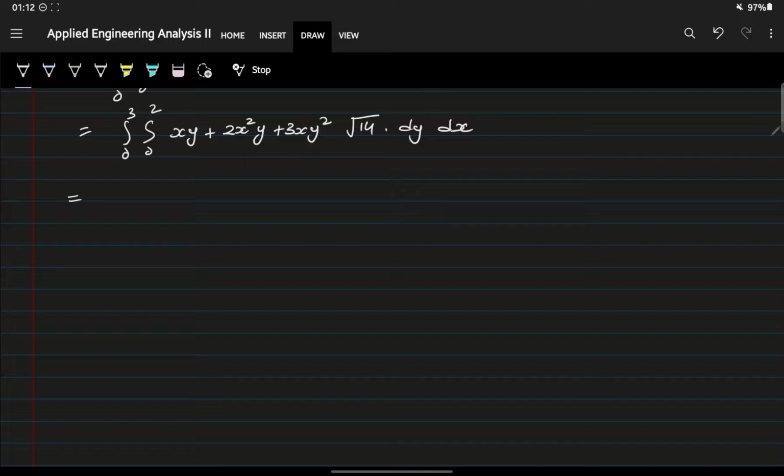Now, as in the previous video where we performed the double integral, we can use the same method. Take the inner interval with respect to y.